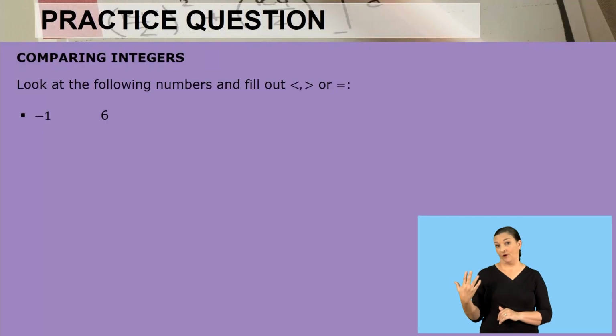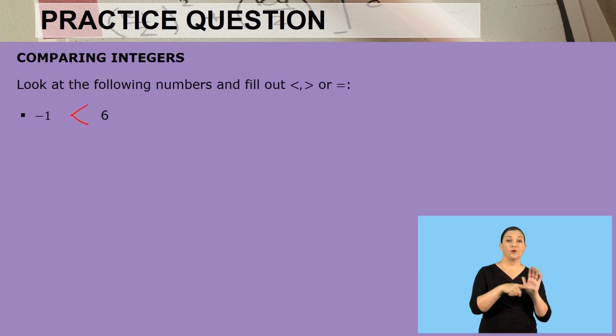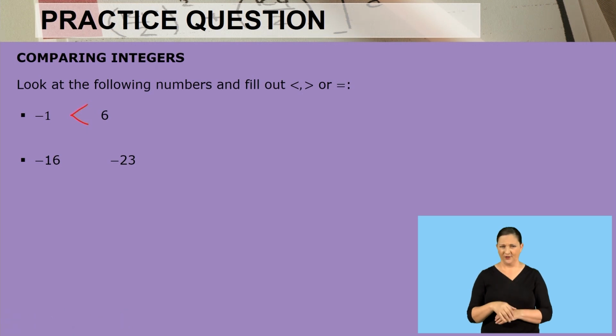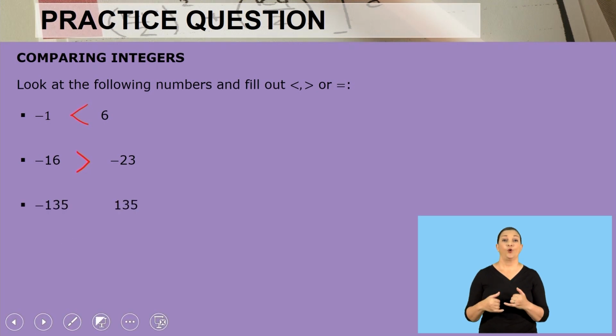So think of negative 1 and think of a 6. Which one is on the right and which one is on the left? If you are saying that the 6 is on the right, then you are correct, which means that the 6 is bigger than the negative 1, or the negative 1 is smaller than the 6. Then we have a negative 16 and we have a negative 23. Which one is on the left and which one is on the right? You are correct when you say the negative 16 is on the right-hand side of that negative 23, which means the negative 16 is bigger than the negative 23.